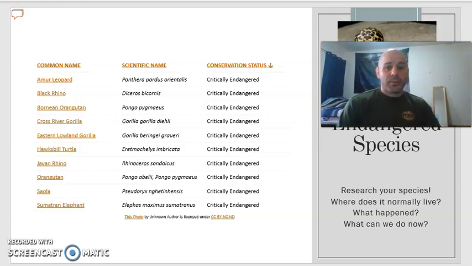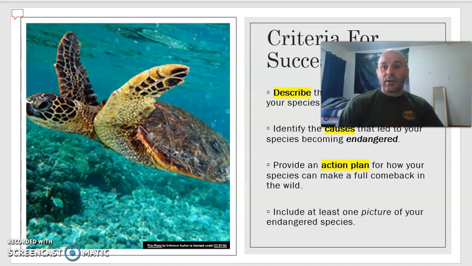How are we going to protect the species, and how are we going to allow it to bounce back in the wild? So before I show you on Google Classroom exactly how to get started on your report, let's read together the criteria for success.